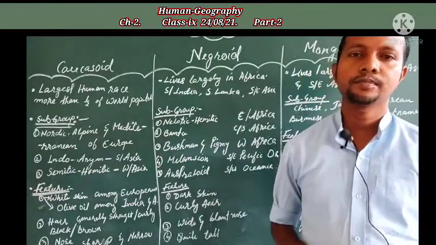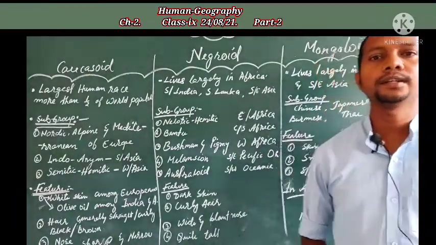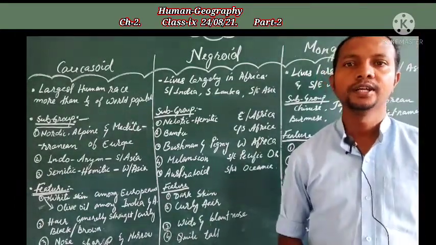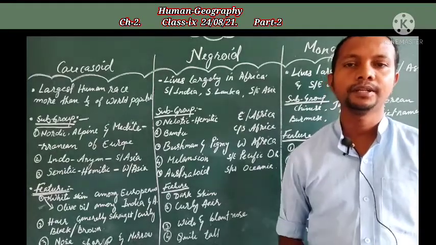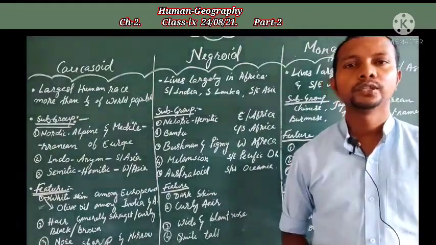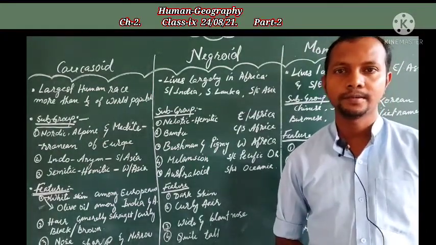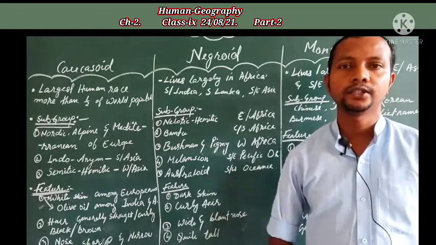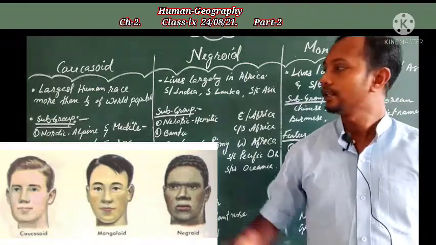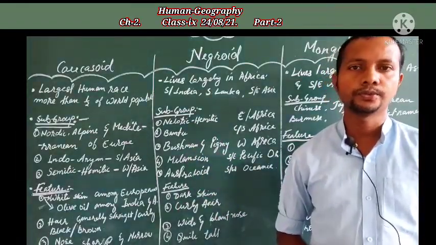In the first part, what we had seen is about the origin of the people on earth and its relationship with nature, be it the man-made environment or the natural environment. And there we came to know that initially there were three groups of the human race: Caucasoid, Negroid and Mongoloid. Today we are going to learn about these particular groups in depth.